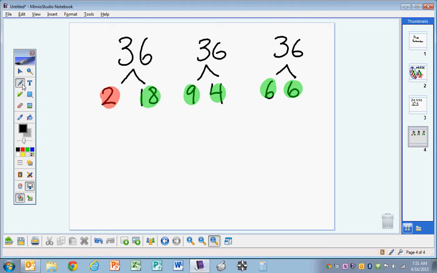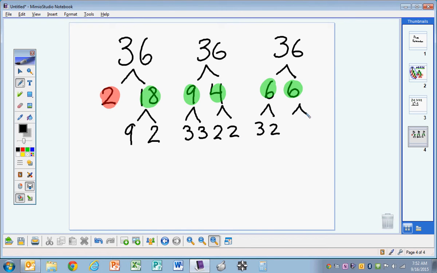I'm going to suggest again that you pause so you can practice on your own. For 18, we may have chosen 9 and 2, or you could have done 6 and 3. For 9, we have 3 and 3, our only choice. For 4, we have 2 and 2, our only choice. And 6 is 3 and 2, again, our only choice. Please make sure we are multiplying.